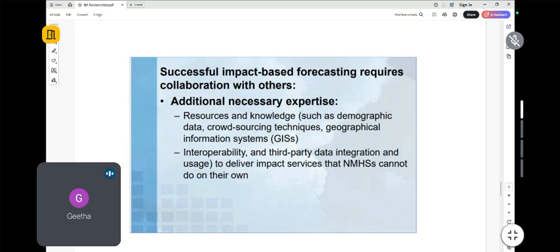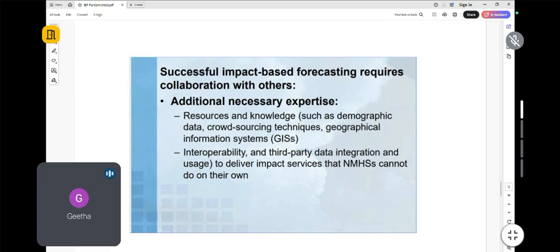Then we need to use crowdsourcing techniques, because any information about the nook and corner of a particular area, nobody will be able to tell. So we have to take information from the public who are living there. GIS needs to be there because we have to map all this information on the GIS platform. Then only we will be able to tell over which area what kind of impact is likely to happen.